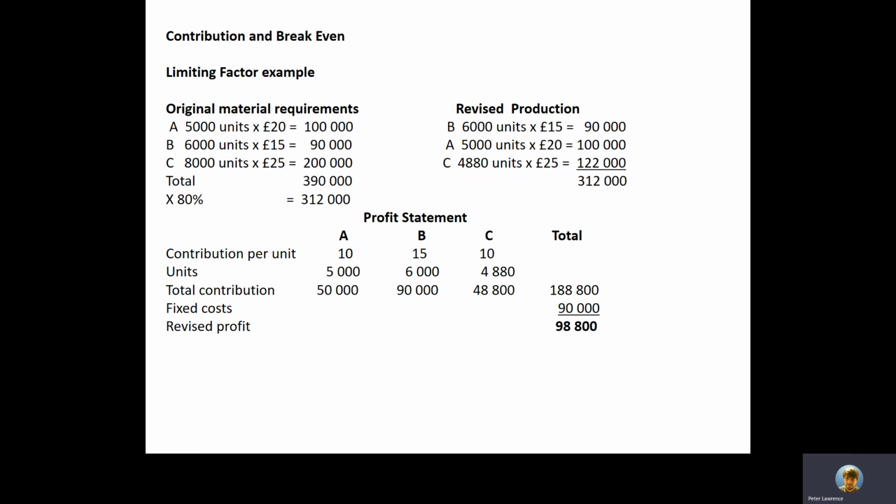Do it any which way you want. I promise you that one will always be the highest profit. Go away and have a look at it if you want. Try as many times as you want. So by using contribution, we're able to make a decision about which product is going to provide us with the most profit. The remaining products, the extra 3,120 products that we need for C, we either can't sell them or we would have to buy them in from elsewhere.